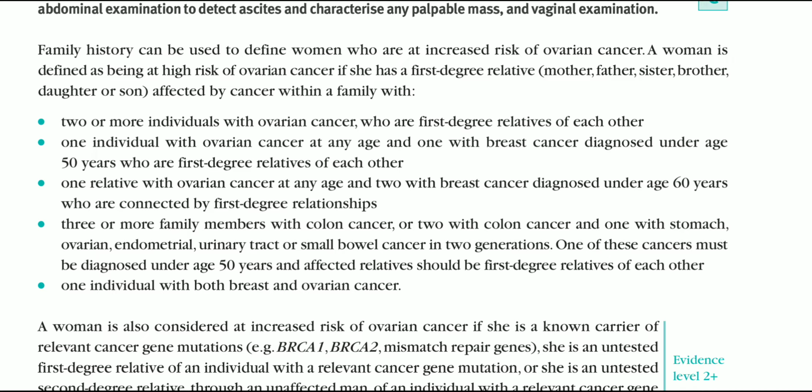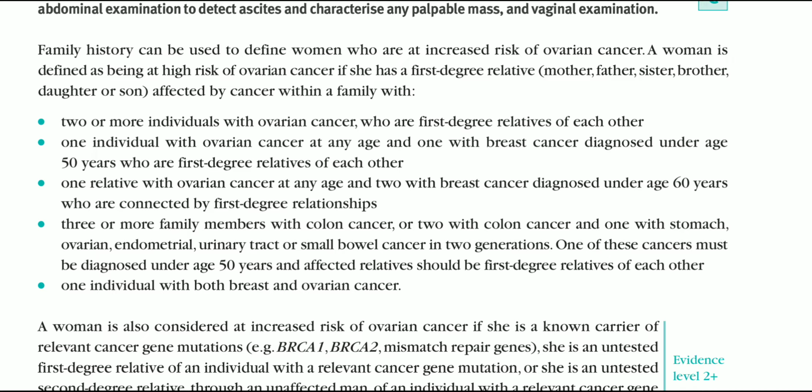Okay, now there are five main points, meaning those women who are at risk. In the first point, women with two or more individuals with ovarian CA. In the second, one with ovarian CA and one with a breast CA under age 50. And third point, one patient with one relative with ovarian CA and two with a breast CA under 60.